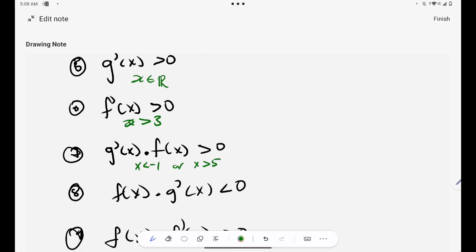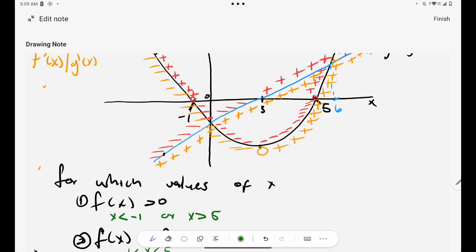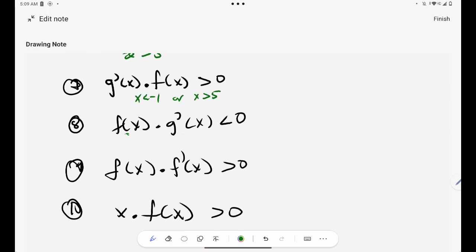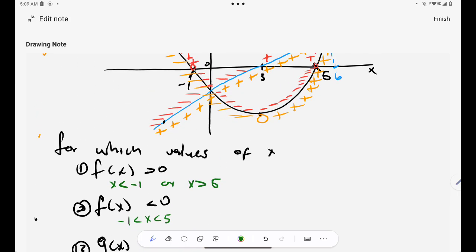And then number 8, for which values of x is f and the gradient of x has a negative product? My gradient is forever positive, so I need to find a space whereby y will be negative, because when I multiply two things and the answer is negative, it simply means the one is positive and the other one is negative. Are you together? So that thing will only happen whenever x is between -1 and 5. Why am I saying that? Because I know that my curve from -1 to 5 is negative.